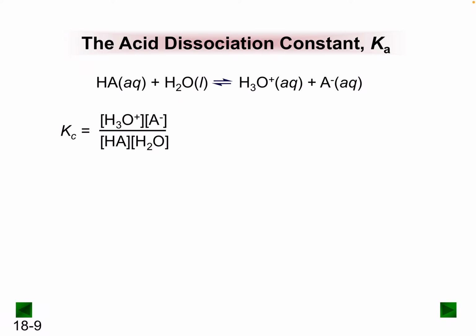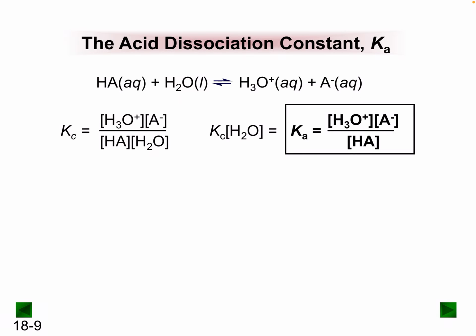Now the acid dissociation constant Ka. Remember, in the previous slide we saw that for a weak acid we can write the equilibrium constant, which is the concentration of products over the concentration of reactants: hydronium ions times A minus over HA and water. HA is the weak acid concentration, and water is here, right?